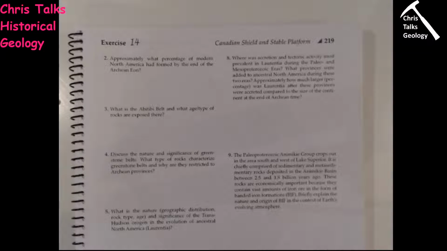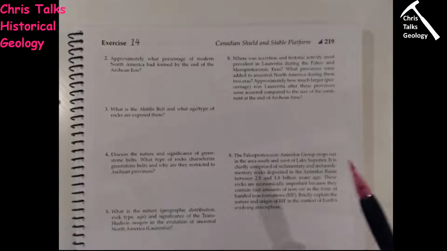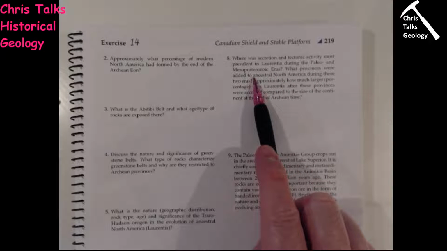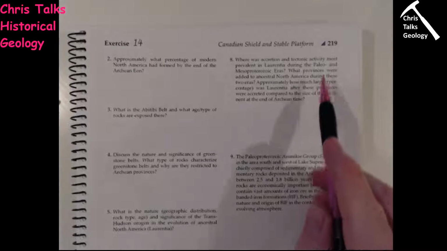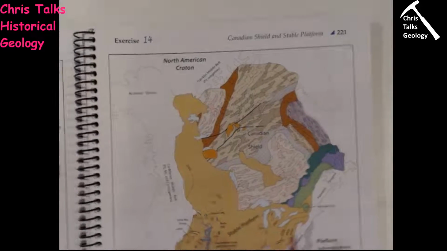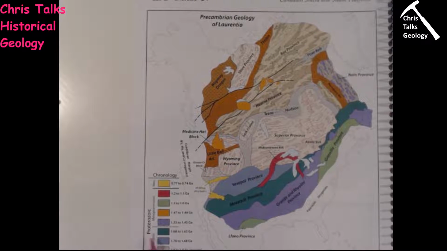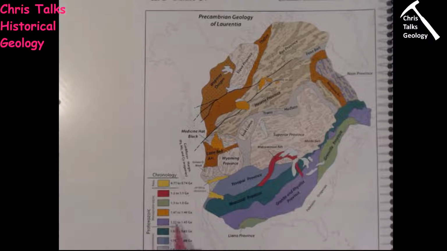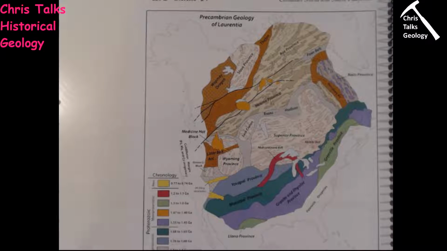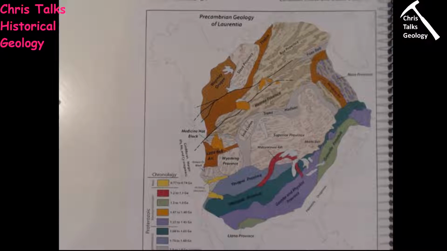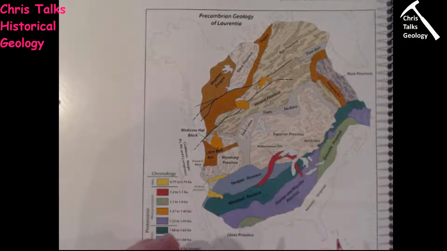Question 8. Where was accretion, a tectonic activity, prevalent in Laurentia during the Paleo and Mesoproterozoic eras? So where was accretion and tectonic activity most prevalent during the Paleo and Mesoproterozoic? Where is most of the activity taking place? Look on the diagram. Is it all over the place? Is it along the edges? Is it in the center? Is it in one band? Tell me.